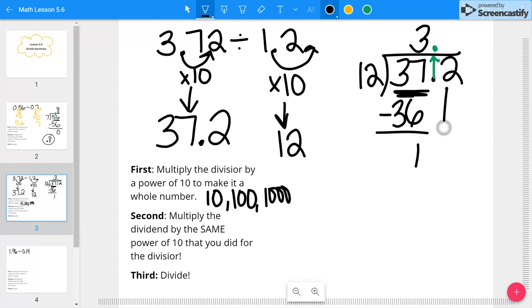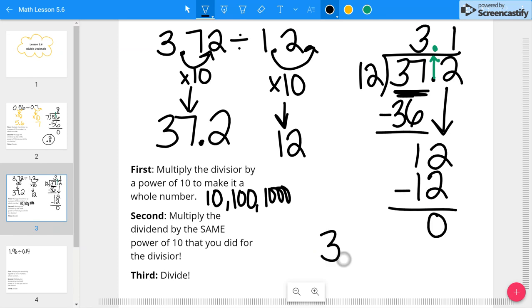Now I need to bring down the 2. Now I divide: 12 divided by 12 is 1, because 1 times 12 is 12. So now I need to multiply. 1 times 12 is 12. Subtract 0 and 0. Check. 0 divided by 12, can't do, and I have nothing to bring down. So my answer is 3 and 1/10.